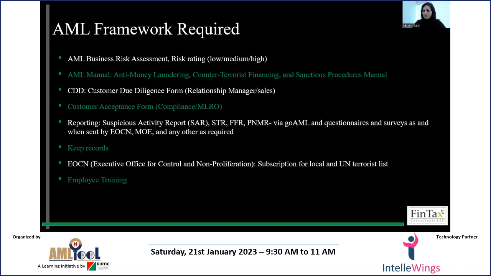Another important thing I would like to mention here is that there are lots of questionnaires and surveys which the Ministry or EOCN has been sending to the DNFBPs. So it is advised to please fill those surveys and questionnaires as and when they are required by the Ministry. Keeping records, inevitably, is important. EOCN subscription for local and UN terrorist lists is a must as part of TFS. Employee training is absolutely important, because the people working in the organization must be aware of what they are supposed to do with regard to AML compliance. Ignorance, as we know, is not accepted in the legal setup.